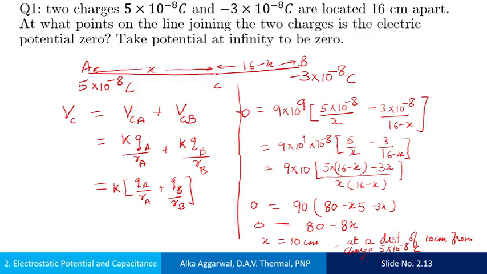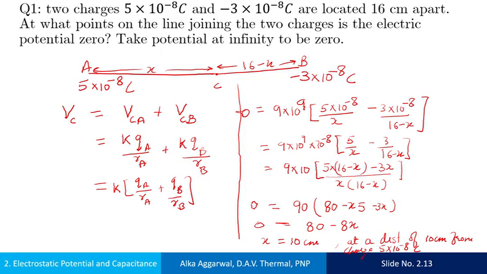Hello, in this lecture we start with the questions which I gave you for practice. The first question is: two charges, 5 into 10 to the power minus 8 coulomb and minus 3 into 10 to the power minus 8 coulomb, are located 16 centimeter apart. At what points on the line joining the two charges is the electric potential 0? Take potential at infinity to be 0.